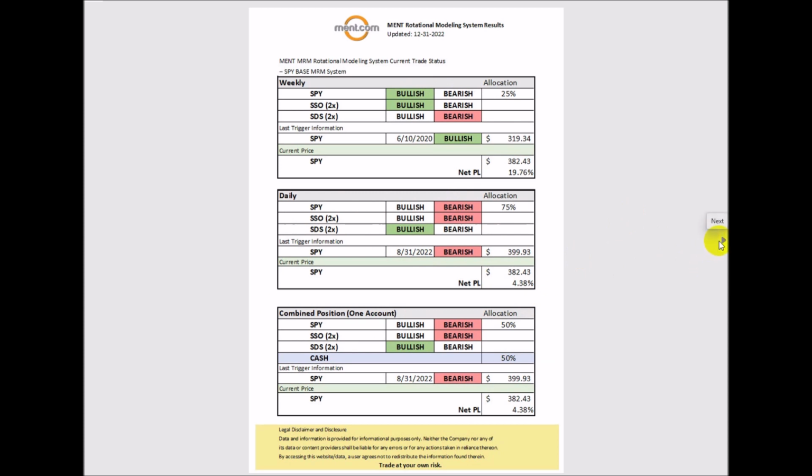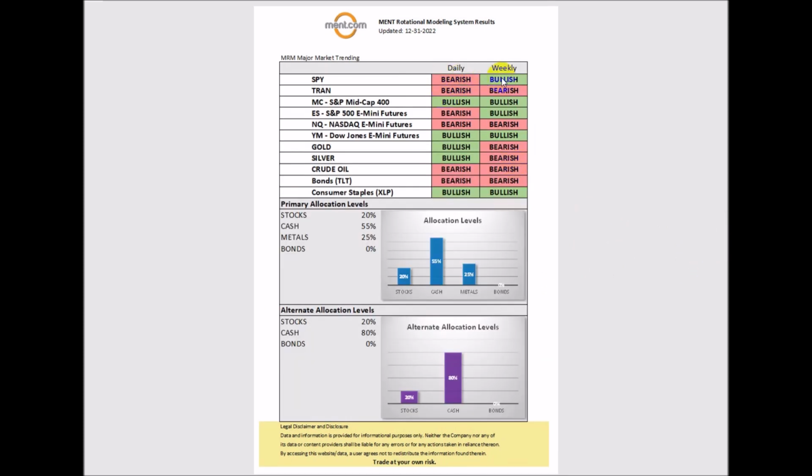The MENT Rotational Modeling System, these are the same from last week. Nothing has changed. Very, very moderate change last week. We still have 20% stocks, 55% cash, 25% metals. Metals are starting to accumulate nicely. Stocks are 20%. This is the alternate method, which does not include metals. That's 20% stocks, 80% cash. This is very safely protected. Remember, through almost all of 2022, we've been close to this position. We've been safely in cash and metals and stocks.